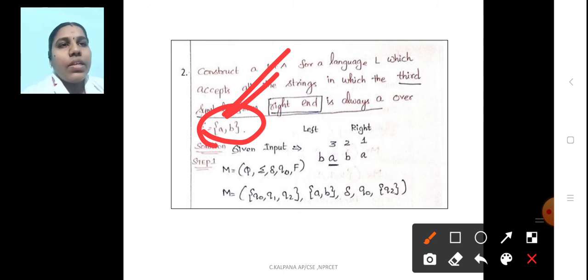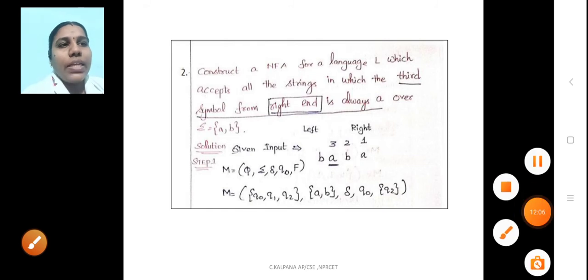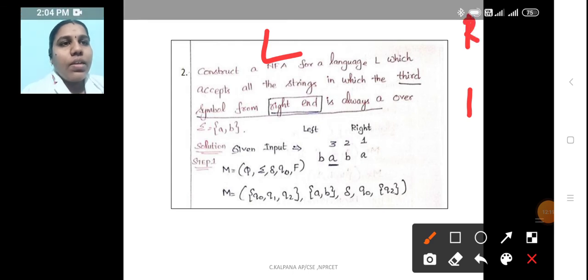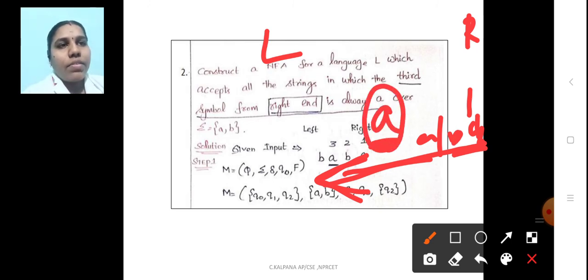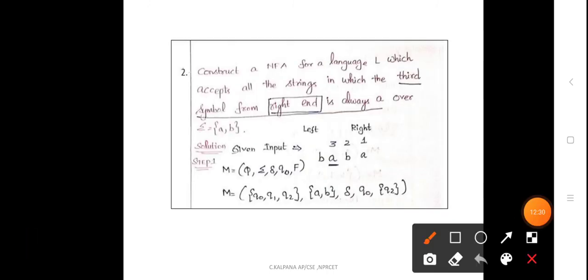Here the condition is that the third symbol from the right-hand side is always A. So this is the left-hand side, and this is the right-hand side. The third symbol from the right-hand side is counted by traversing from right to left. The first one may be anything, A or B. The second one may also be A or B, but the third symbol should be A. So I have taken the input like BA, BA.